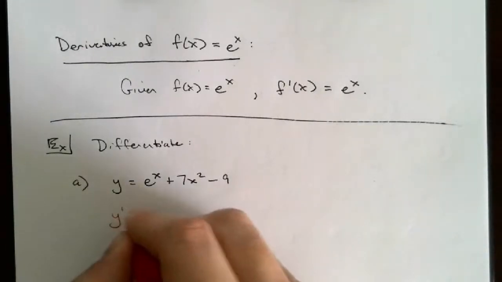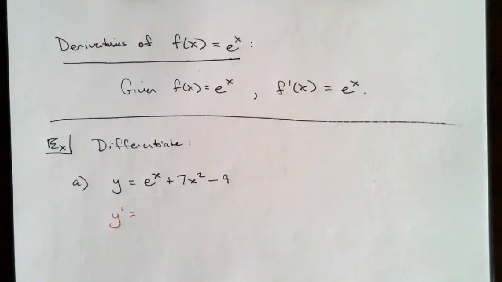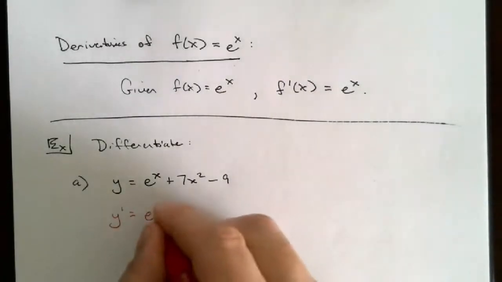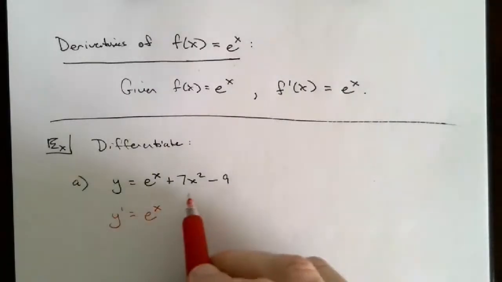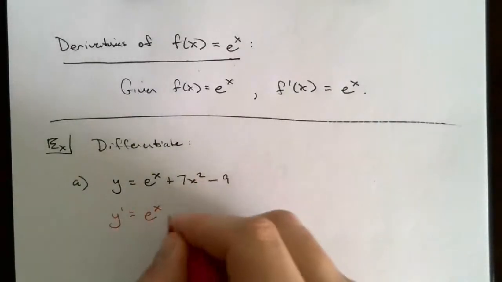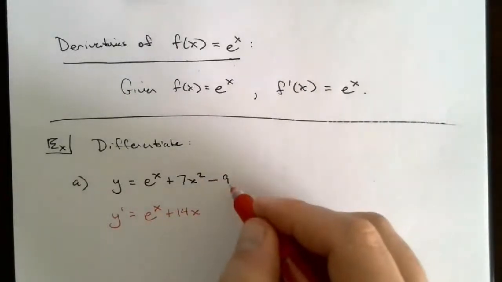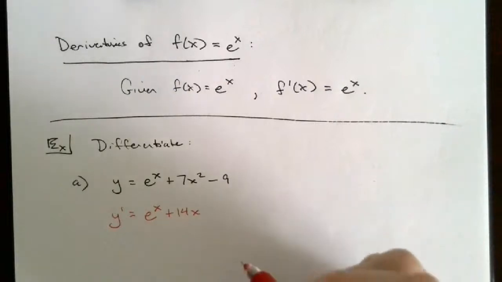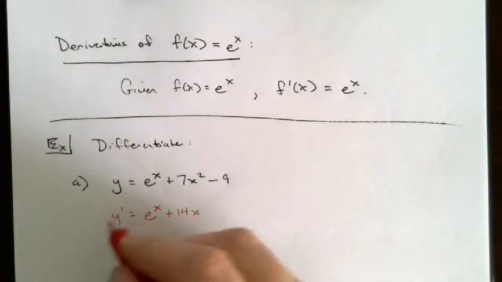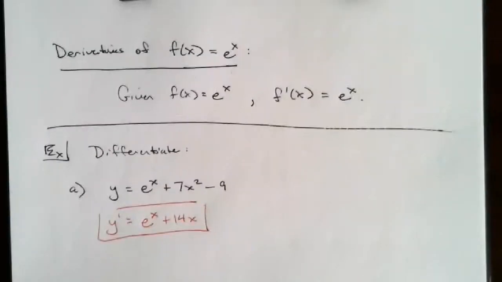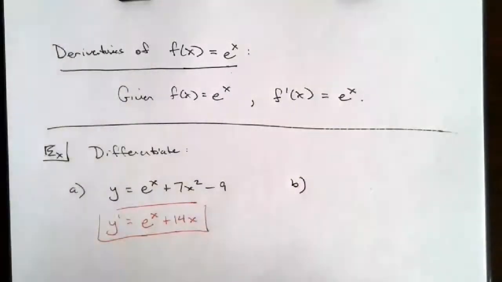So taking a look at the derivative here, we have y prime equals, well, the derivative of e to the x is e to the x, right? So we're doing this term by term, plus the derivative of 7x squared. Well, the 2 comes down, 2 times 7 makes us plus 14, x to the power becomes 1, and then the derivative of negative 9 as a constant goes to 0. So we have y prime equals e to the x plus 14x. So similar to the rules you've seen before, it's really not different at all. Let's take a look at another one here.